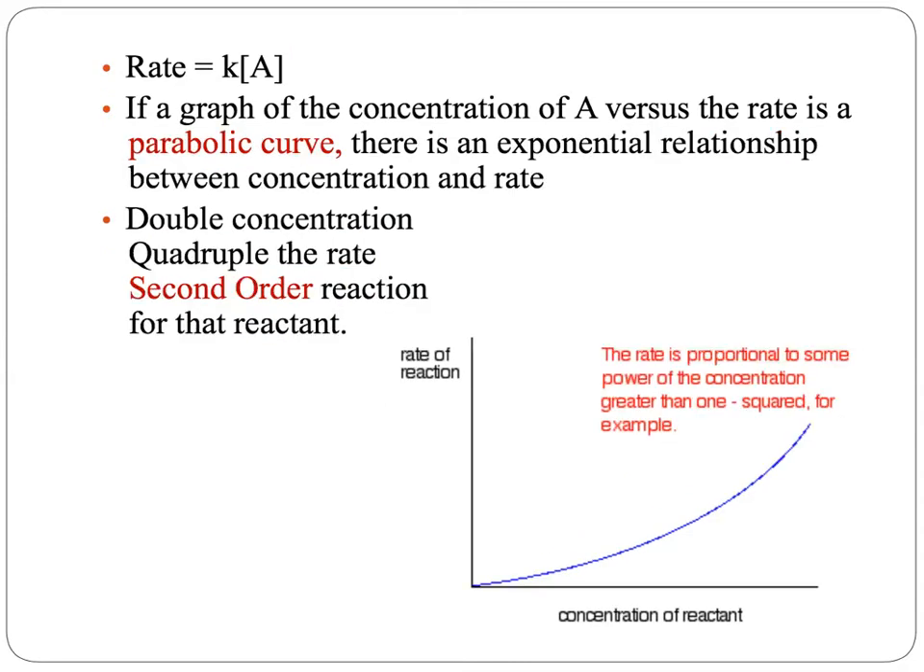And then finally, if a graph of the concentration of A versus the rate is some type of parabolic curve, could be very steep, could be fairly flat, there is some exponential relationship between the concentration and rate. And there's only one that you have to worry about in this course, and that is if you double the concentration and see a quadrupling of the rate, then you have a second order reaction for that reactant. So that would be a 2 up here for your exponent. So it's squared is the exponent.